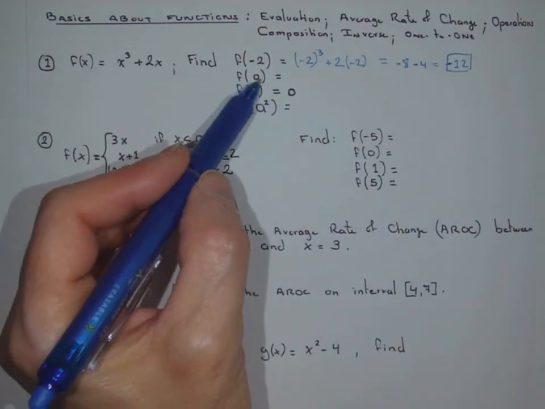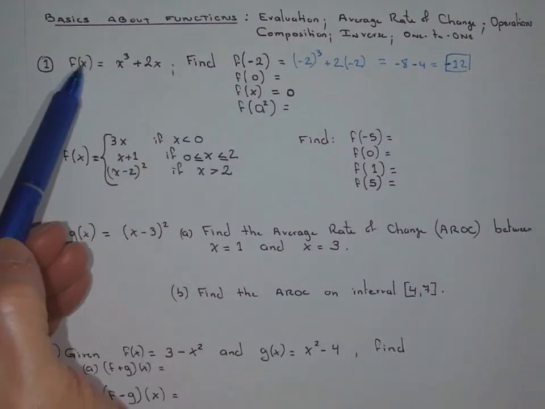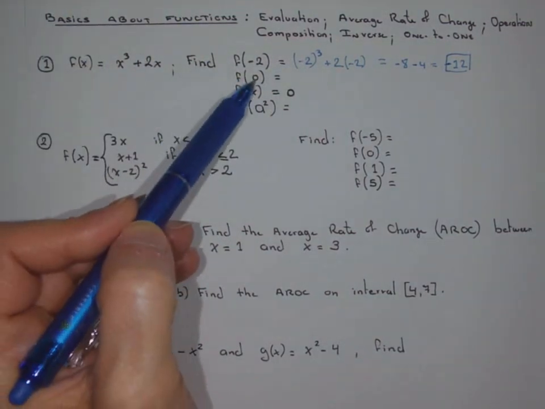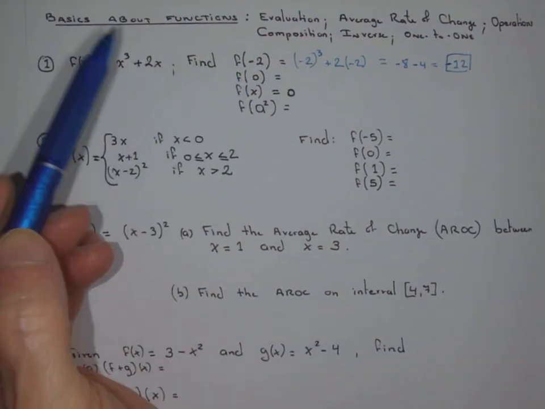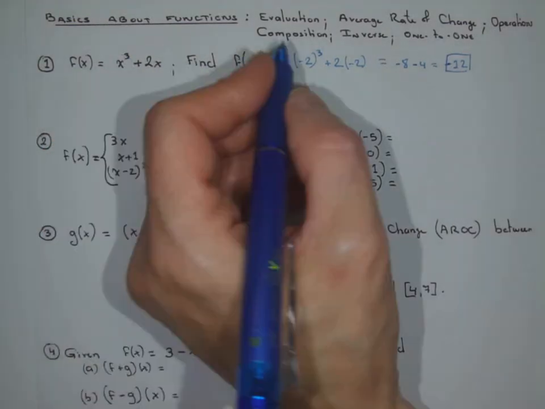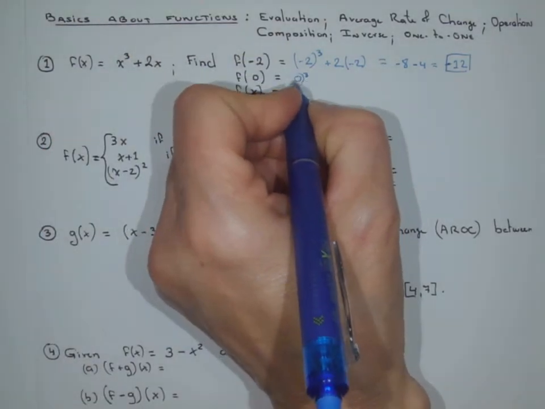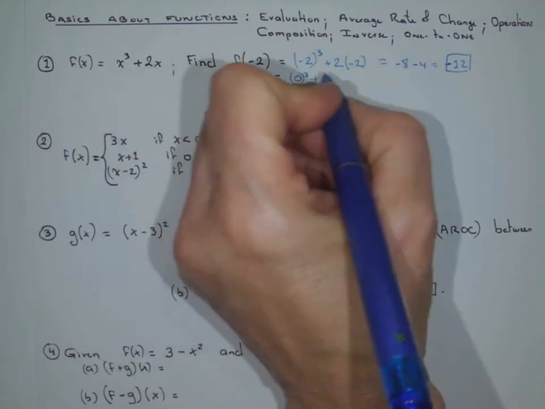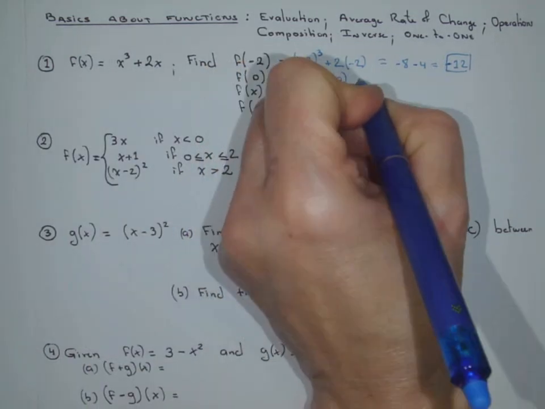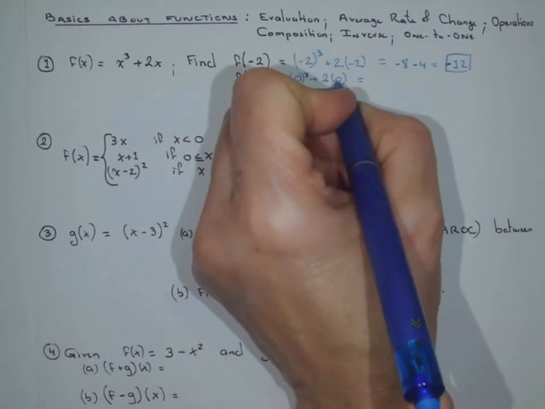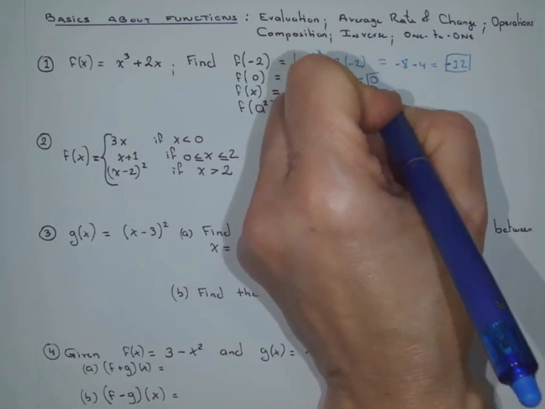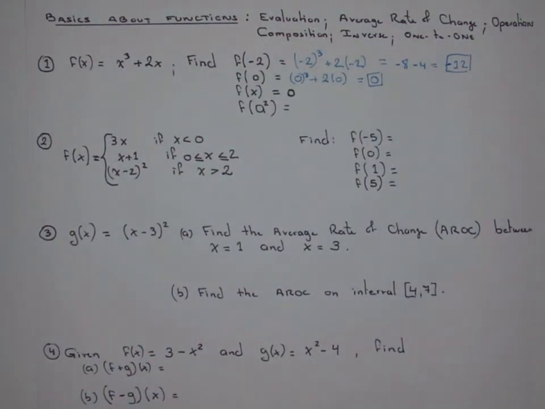Then I have f of 0, so that would mean that wherever I had an x, I now have a 0, so I'm going to replace all my x's with 0, so that will be 0 cubed plus 2 times 0, and 0 cubed is 0, 2 times 0 is 0, 0 plus 0 is 0, so that whole thing just goes to 0.